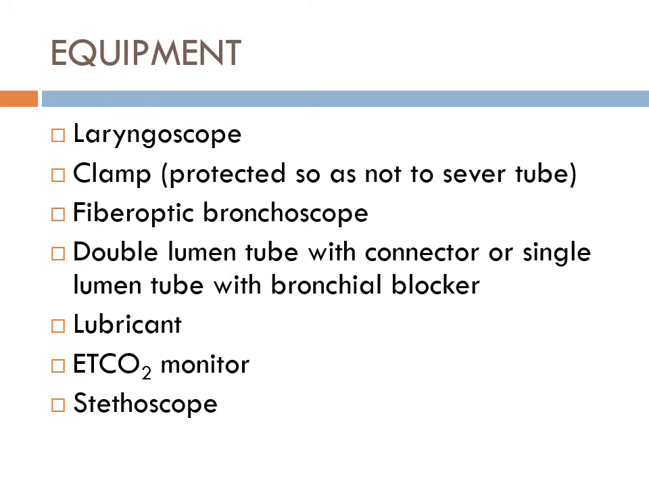We don't always have to put in a double lumen tube, so we have bronchial blockers, which are also an option. This is a Cook device, I think. No, this is called the Easy Blocker. This is one of many different types of bronchial blockers.